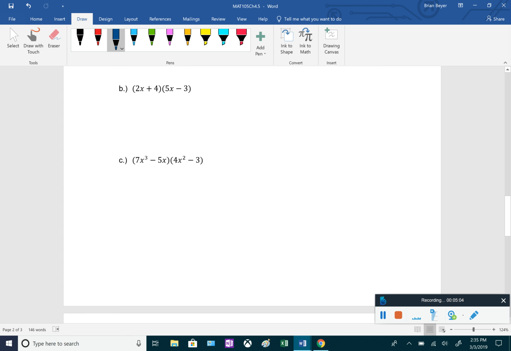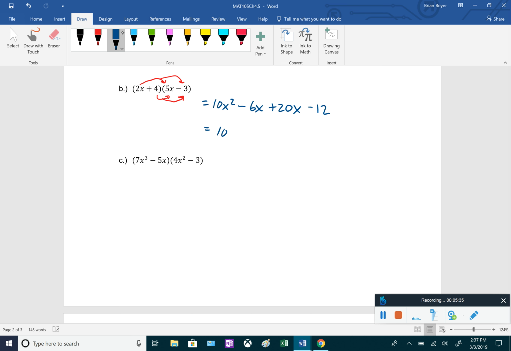Okay, and then for the next one, 2x plus 4 times 5x minus 3. So I'm going to distribute the 2x and then distribute the 4. So distributing that 2x into that second binomial, 2x times 5x is 10x squared. 2x times negative 3 is going to give us a minus 6x. Now distributing the 4, 4 times 5x is plus 20x. 4 times negative 3 will give us minus 12.